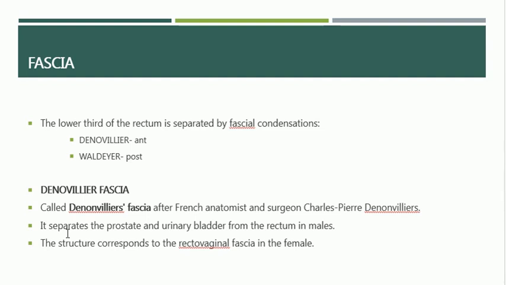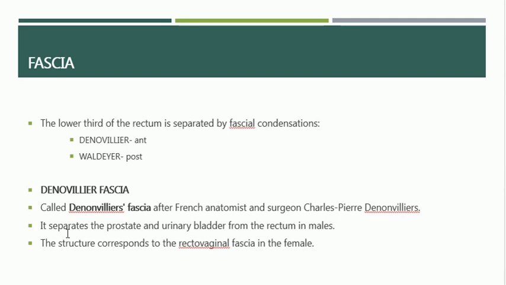Fascia of Denonvilliers, which is named after a French anatomist and surgeon, Charles Denonvilliers. It is after his name. It separates the prostate and urinary bladder from the rectum in males. So in males, it is the anterior fascia of Denonvilliers. It separates the prostate and the urinary bladder from the rectum, the lower one-third of the rectum.